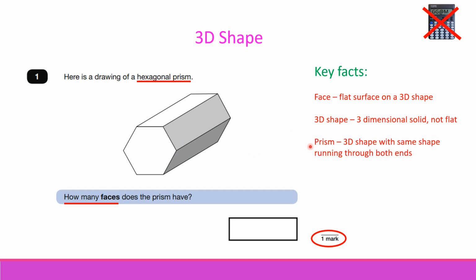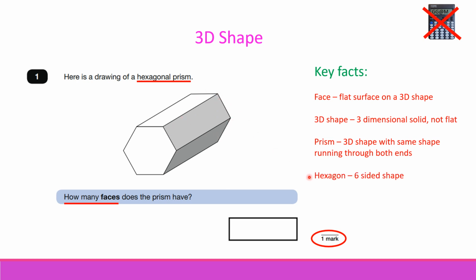A prism is a 3D shape with the same shape running through at both ends. So at one end of this shape here, I've got a hexagon, and at the other end here, I will also have a hexagon. So it's the same shape throughout, which means it is a prism. It's a hexagonal prism because it is a hexagon at each end.